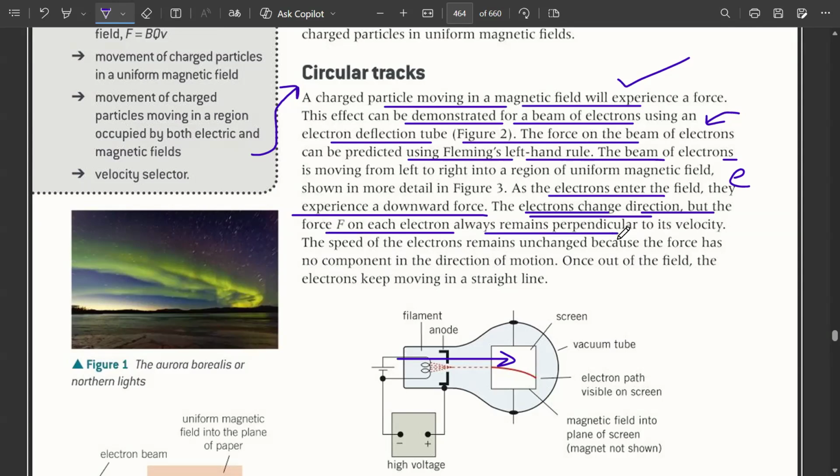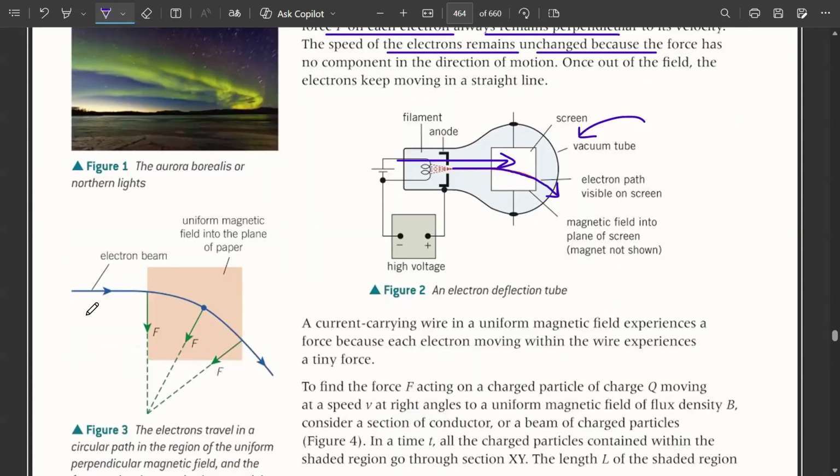But the force on each electron always remains perpendicular to its velocity, and the speed of the electron remains unchanged because it's a uniform magnetic field. And the force on the electron acts downwards over here, like you can see. Clear? Look at how the electron beam's direction is changing.